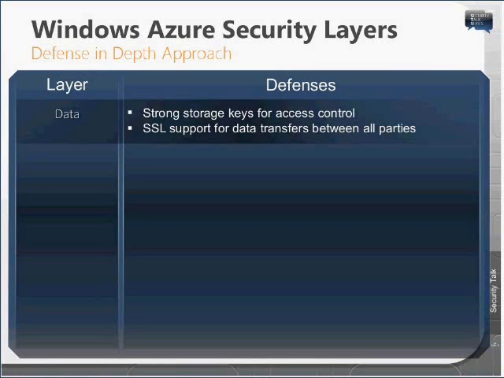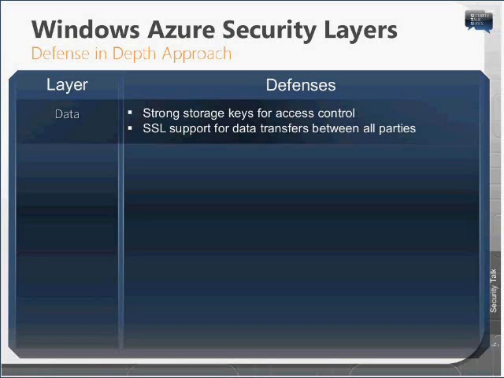So we have multiple layers on this infrastructure. On each layer, Microsoft has implemented a significant number of defenses. This is a non-exhaustive list of the things that we do to protect your data and to protect your services when delivered on the cloud.